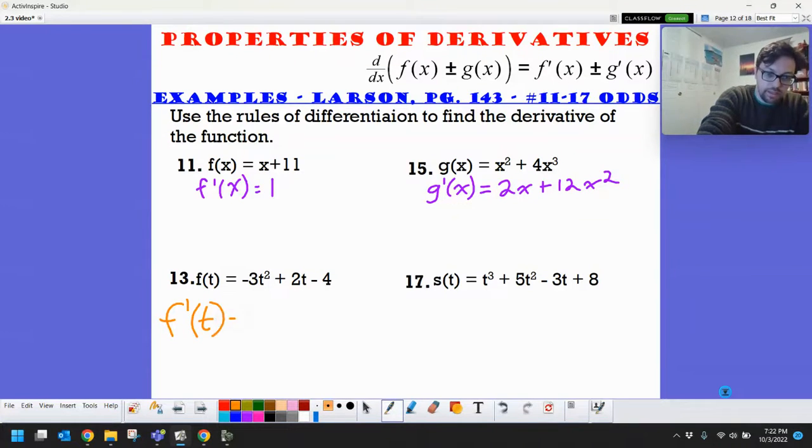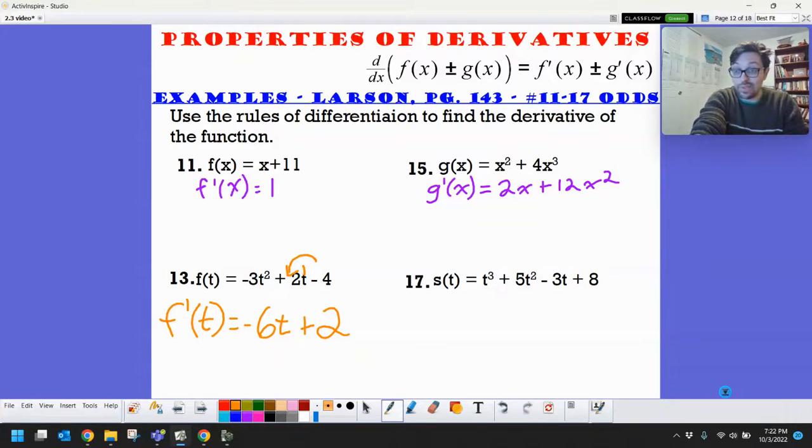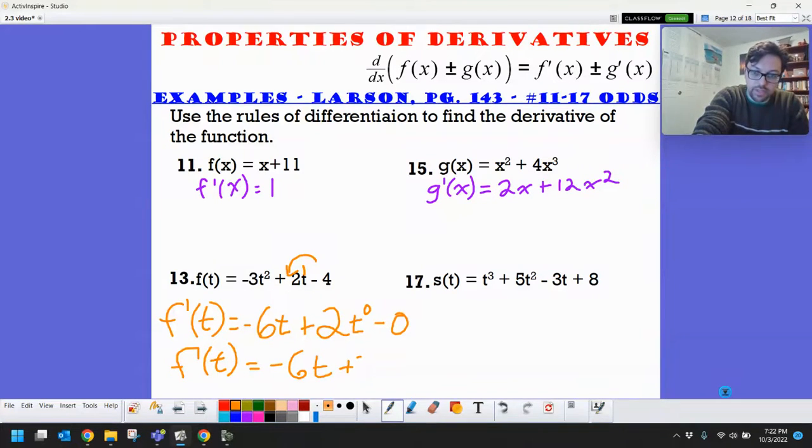Down here, if we want to find f prime of t, that is -3 times 2, which is -6t. 2 minus 1 is 1, so I'm just going to leave it -6t. Plus, the t with a 2 is just going to be a 2, because that 1 on the t will get multiplied by that 2, and that's still 2. And then we get a t to the 0, but that's silly because that's 1. And then with the 4, we just get a 0. If you find the derivative of a constant, it is 0. So f prime of t is just -6t plus 2.